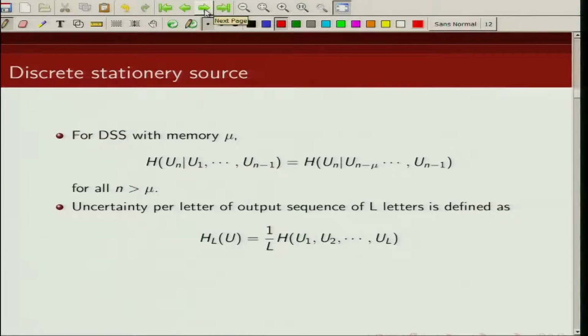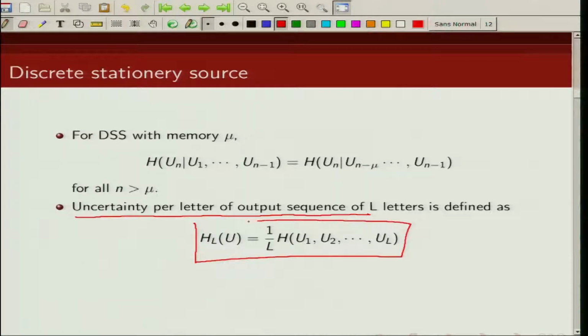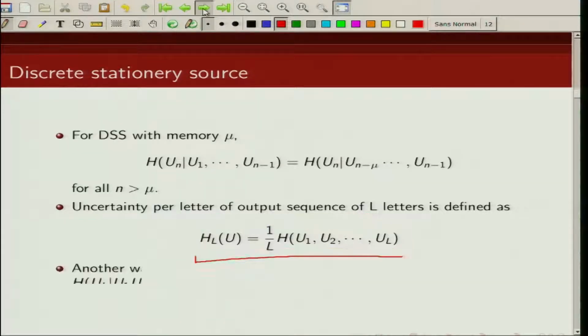Now, how do we define uncertainty for a discrete stationary source? There are two ways we can describe it. One way is the uncertainty per letter, which is defined as follows: the joint entropy of U1, U2, ..., UL, divided by L. So that's one way of defining uncertainty per letter for a discrete stationary source.